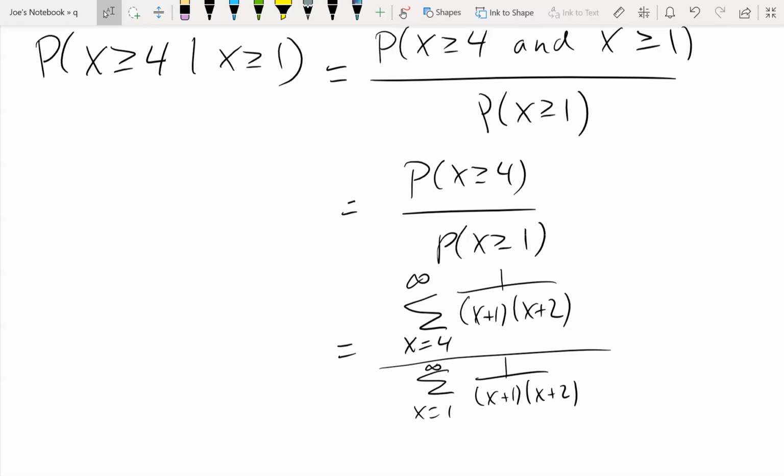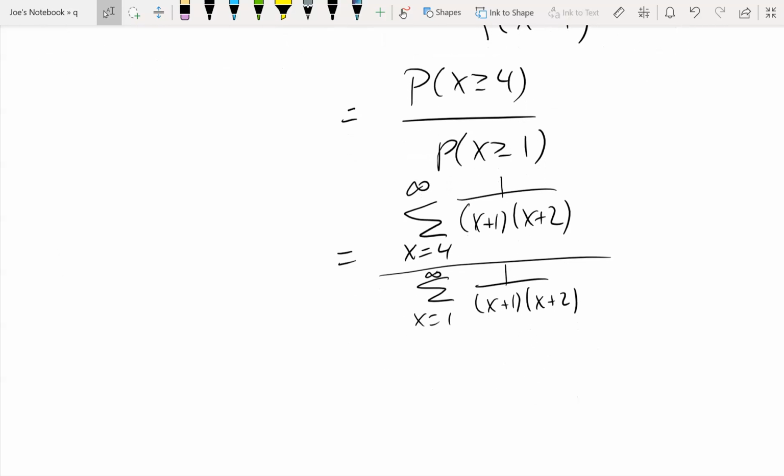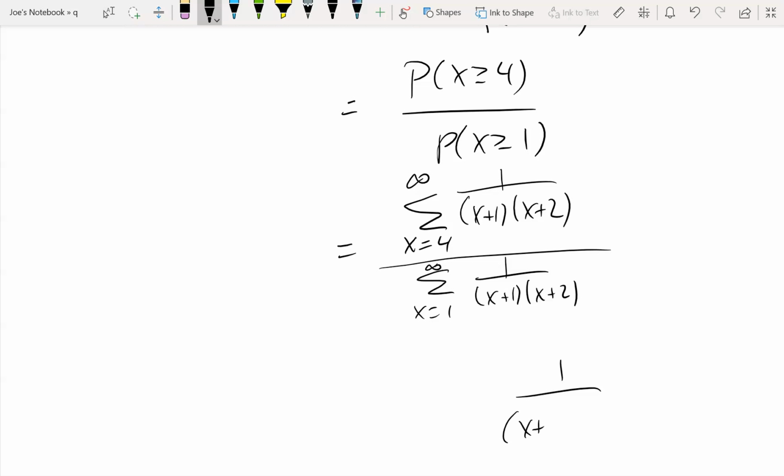It turns out that if you wanted to do this directly, 1 over (x+1)(x+2) is 1 over x plus 1 minus 1 over x plus 2.